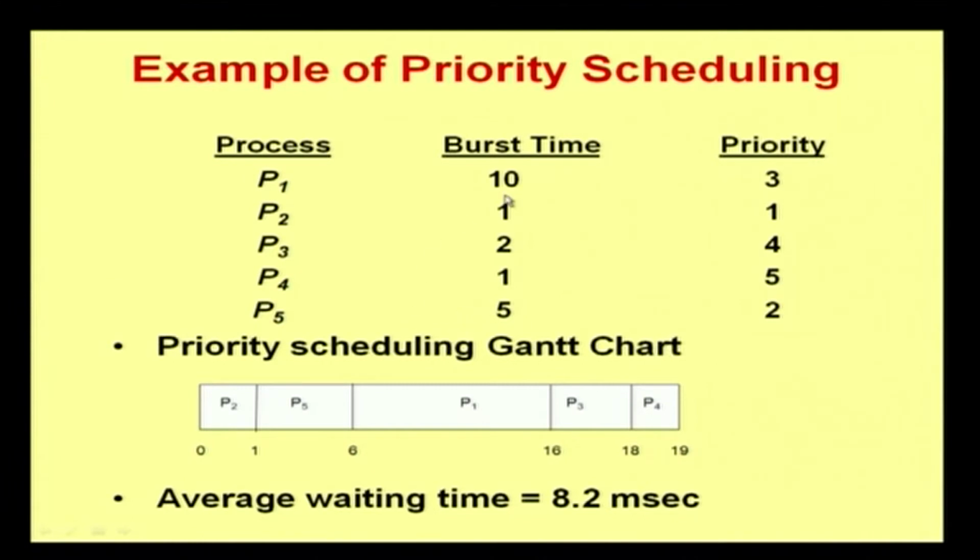Now we are going to see an algorithm called the priority scheduling algorithm. We are not going to see the shortest job first algorithm; we have already seen that algorithm. In this priority scheduling algorithm, some priority has been assigned to each and every process to get completed.